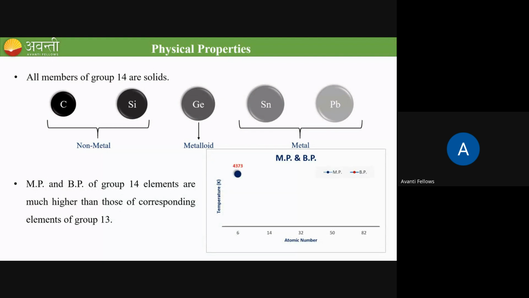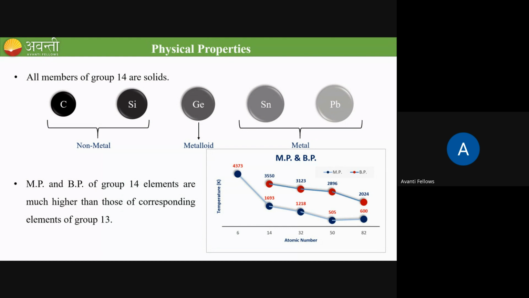You see the blue color dot, this represents the melting point. So the melting point is decreasing from carbon till lead. Temperature is decreasing and boiling point is also decreasing. But you see the value, carbon has a melting point of 4373. This is actually extremely high, right? And the boiling point also is extremely high compared to group 13 elements. So this is the comparison you have to study between these two groups. Both the melting and boiling points are high for this.